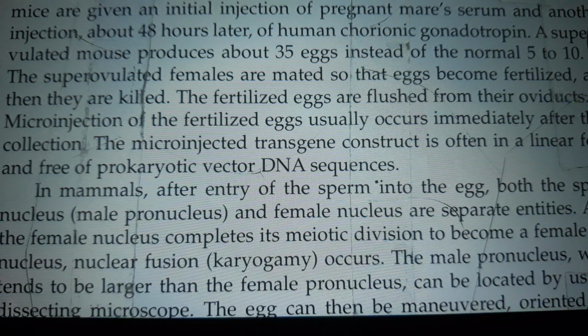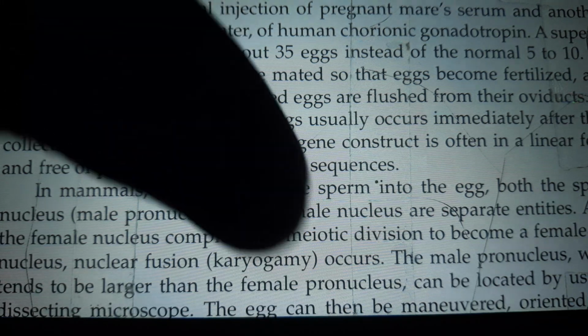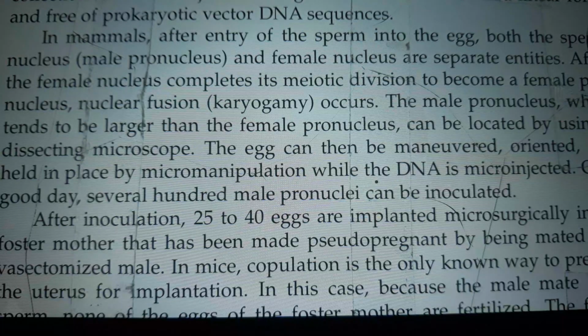In mammals, after entry of the sperm into the egg, both the sperm nucleus (male pronucleus) and the female nucleus are separate entities. After the female nucleus completes its meiotic division to become a female pronucleus, nuclear fusion, karyogamy, occurs. The male pronucleus, which tends to be larger than the female pronucleus, can be located by using a dissecting microscope. The egg can be maneuvered, oriented, and held in place by micromanipulation while the DNA is microinjected. On a good day, several hundred male pronuclei can be injected.